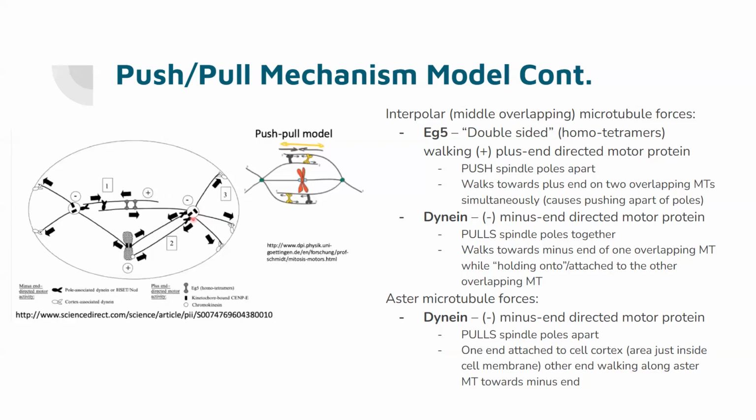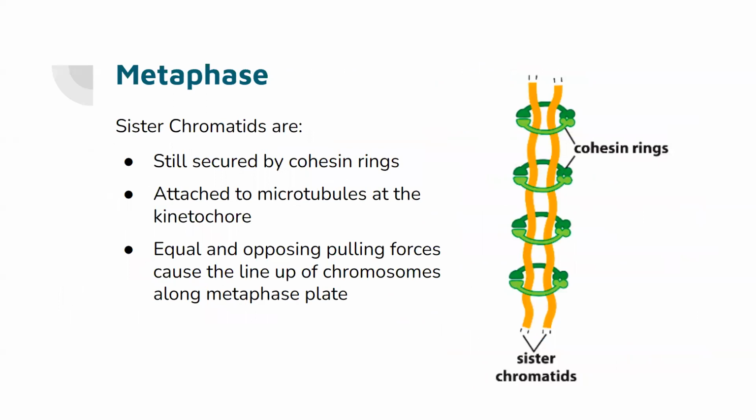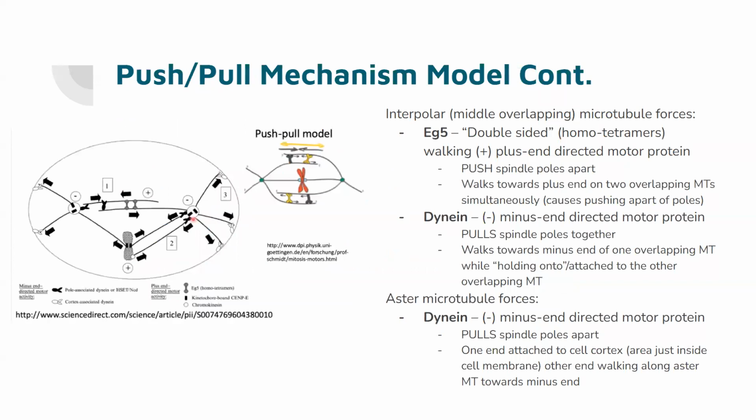No, go over the aster dyneins. Okay. So there are different dyneins. There's a dynein for the interpolar microtubules. Yeah, so there are interpolar dyneins, and they pull the spindle poles together. They walk towards the minus end of overlapping microtubules, the interpolar microtubules, right? And so they hold on to the overlapping microtubules. So they're kind of doing what egg 5 is doing, besides the fact that they're not touching it.